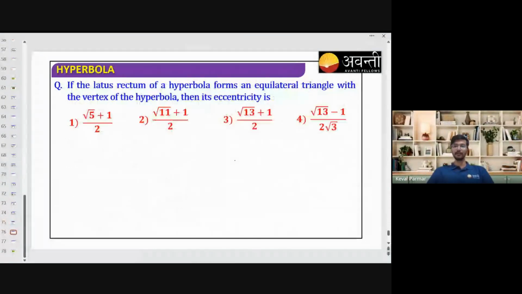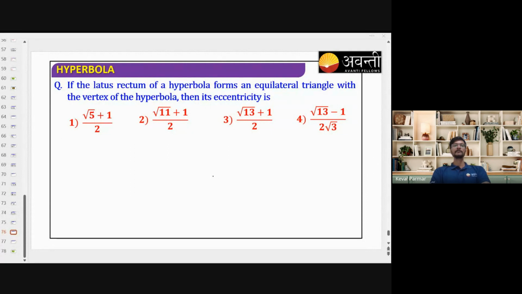Correct? Chalo, next sum. Pradeep, are you able to understand? Yes or no? Give me a thumbs up. Okay, Pradeep. Thank you. Chalo. Next question. Let's try to solve it.